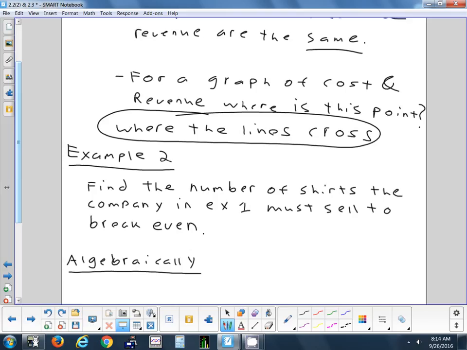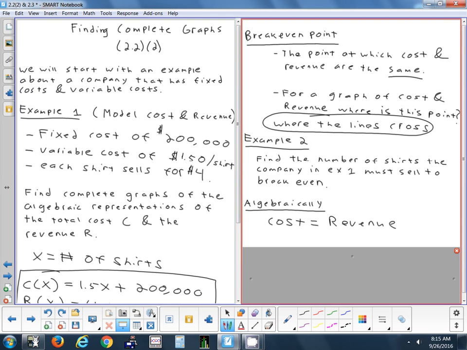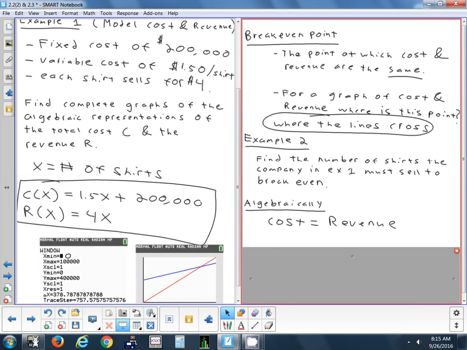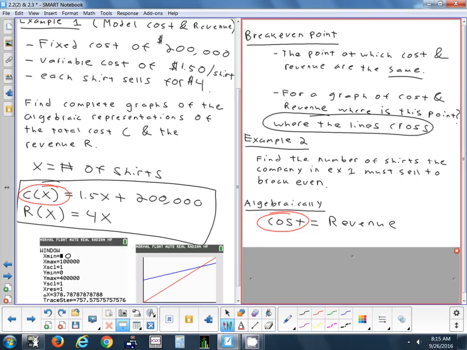Okay, can somebody remind me again, what's the break even point? It's where what equals what? Yeah, it's where cost equals revenue. So now, basically, if we're going to do it algebraically, just go back to the previous page. Here's your formula for cost. Okay, we're going to fill that in here. And here's your formula R of X. That's your revenue. Fill that in there. And then just solve your equation.